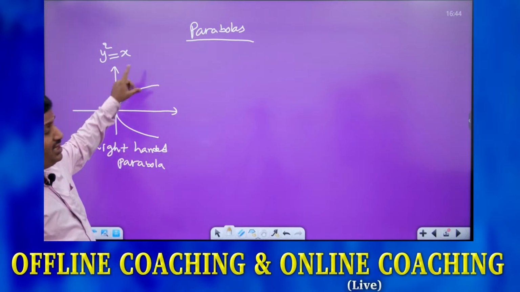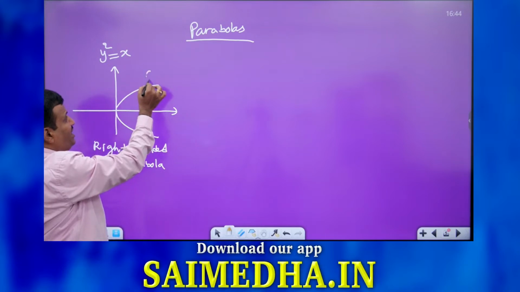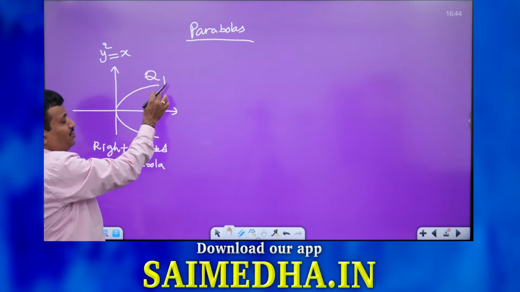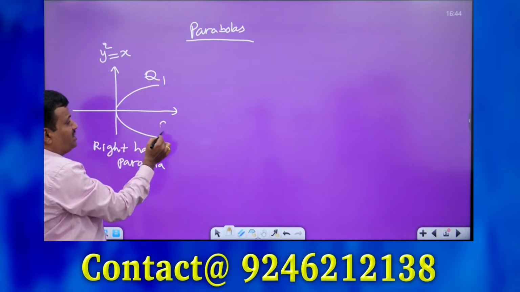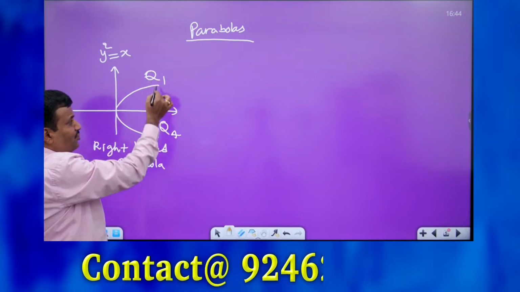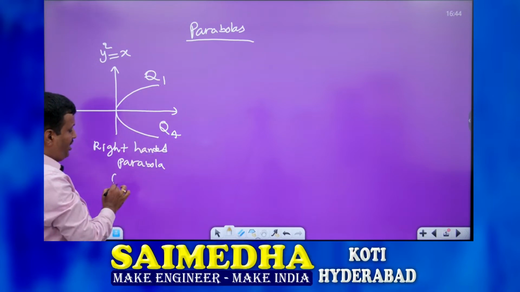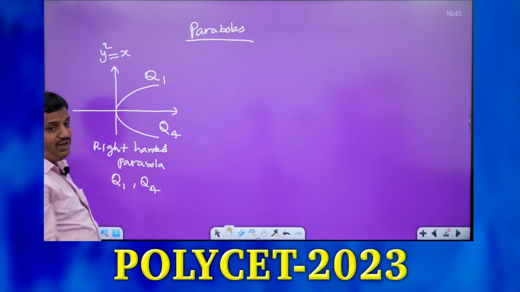Y square equal to x, which quadrant is it covering? This is quadrant 1, first quadrant, second, third, fourth. Which quadrant is it covering? Q1 and Q4. First and fourth quadrant. That is also very important.